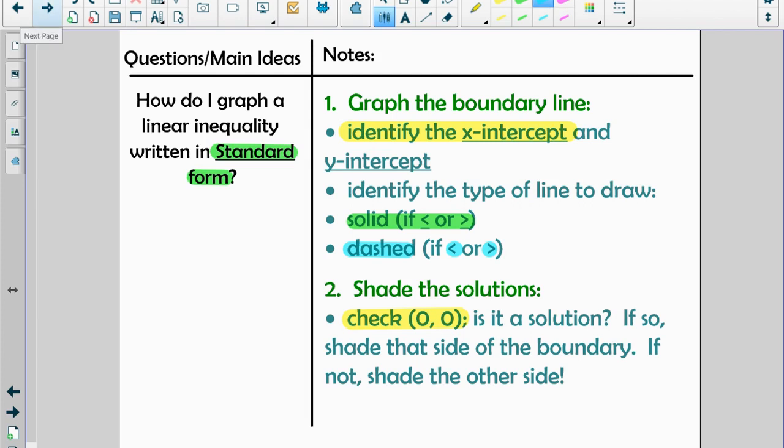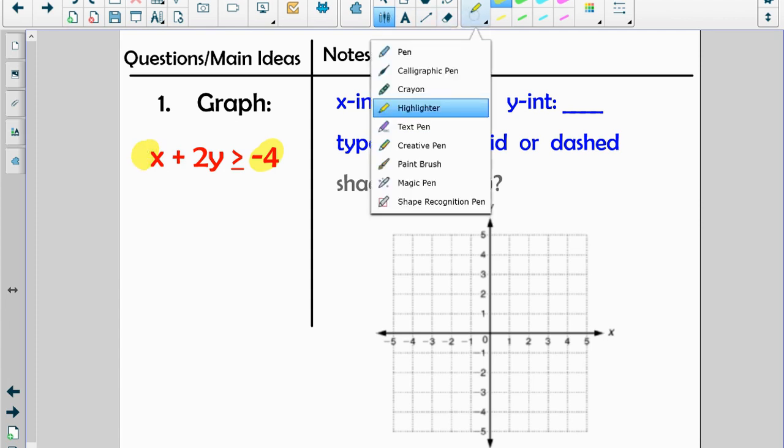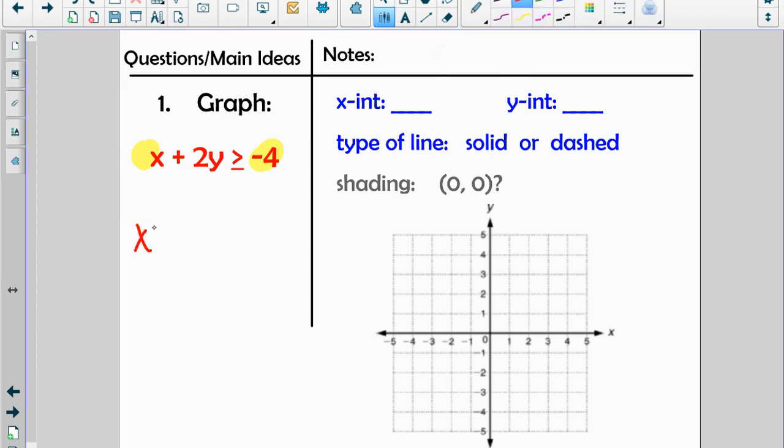So let's see what that looks like with an example. So here we have x + 2y ≥ -4. So just a reminder, for finding your x and y intercepts, we're going to take the constant term, -4, and divide it by each of the coefficients. So when we divide by the coefficient of x, which is just 1, the x-intercept will be -4 divided by 1, or -4. Okay, so the x-intercept is -4.